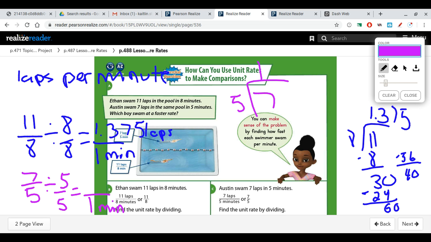5 goes into 7 one time. That's 5. I subtract. I have 2 left over. I add a 0 because I put my decimal up there. 5 goes into 20 4 times. So it's 1.4 laps per minute.